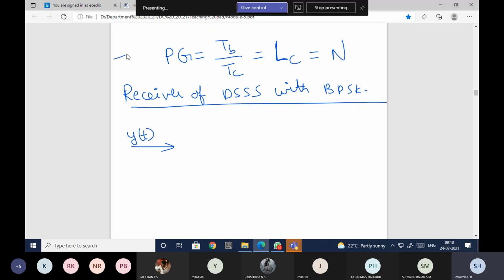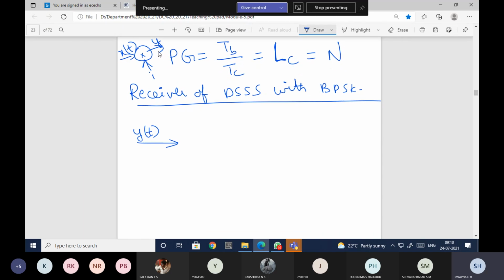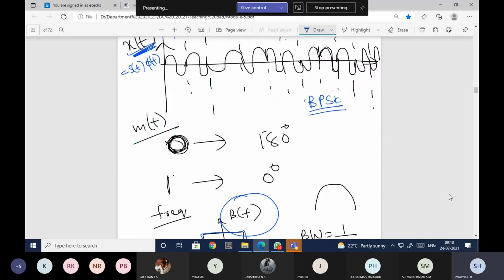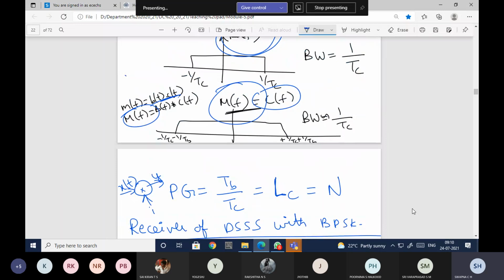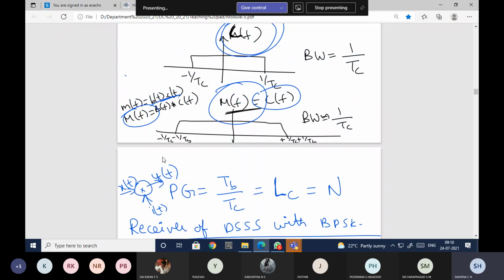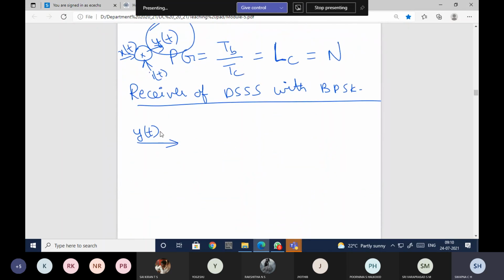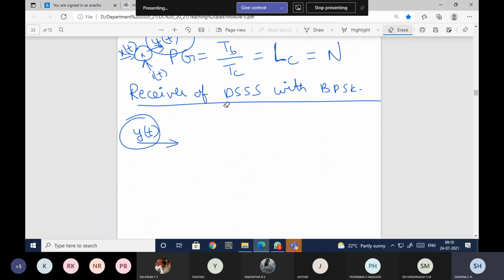First, the transmitter will send X of t. X of t gets multiplied with some noise signal, and let me consider I am getting Y of t. So this Y of t is the received signal from the channel, received by the receiver. First I need to despread it. Again here also it is a linear operation. You can first demodulate and then despread, or despread and then demodulate. Anything is the same.